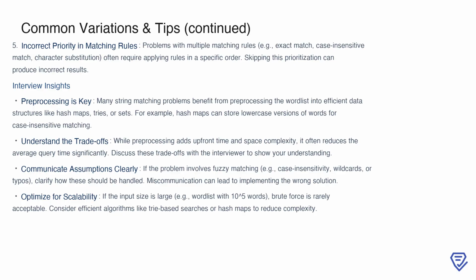Additionally, always communicate your assumptions clearly, especially in problems involving fuzzy matching, such as handling wildcards or typos. Misaligned expectations can lead to implementing the wrong solution. Finally, scalability is key when working with large inputs, like a word list containing hundreds of thousands of words. In such cases, brute force methods are rarely acceptable. Instead, consider more efficient techniques, such as tree-based searches or leveraging hash maps, to reduce computational complexity.